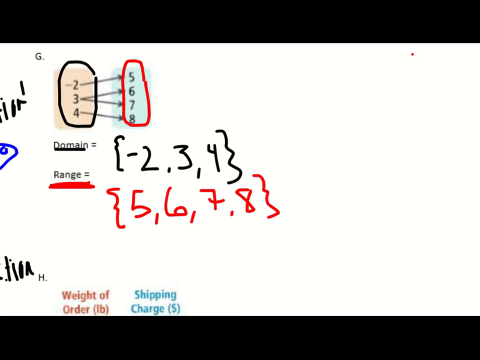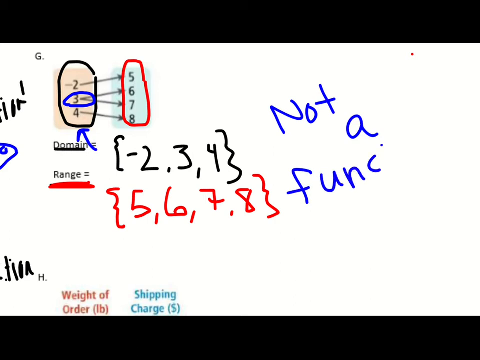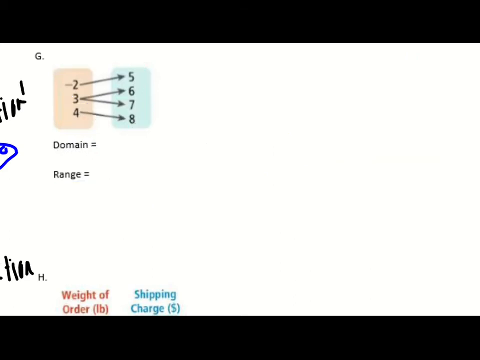Now we just want to determine if it's a function or not. So we want to see, are any of the numbers in the left being used more than once? Well, I see the 3 has 2 arrows drawn from it. So that would mean this is not a function because the 3 input value was used twice.